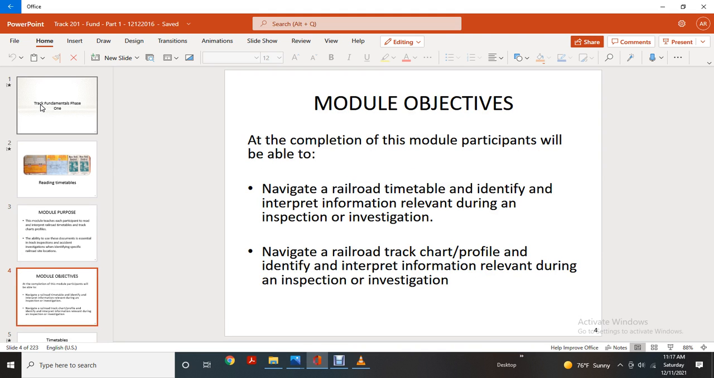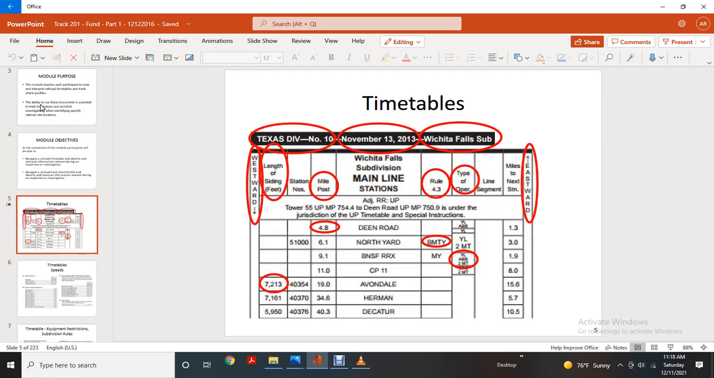Module objectives: at the completion of the module, participants will be able to navigate the railroad timetable, identify interpreted information relevant during an inspection and investigation, and navigate a railroad track chart profile. A timetable is a schedule within the Texas division showing sidings, length of sidings, mileposts, and rule time operation eastward.